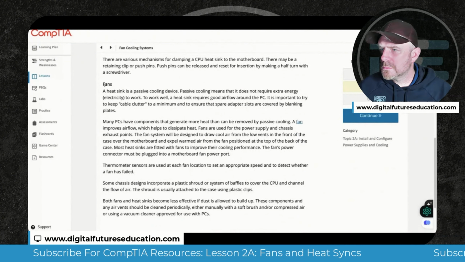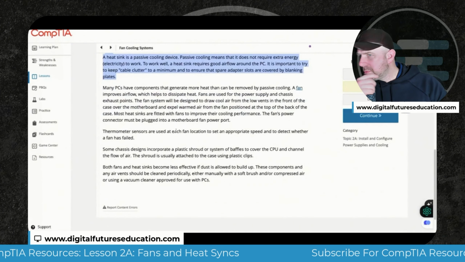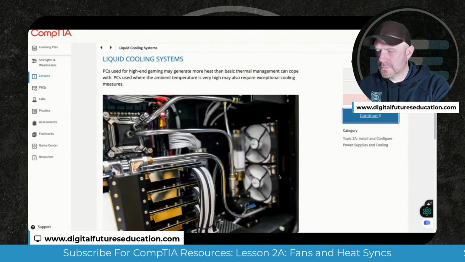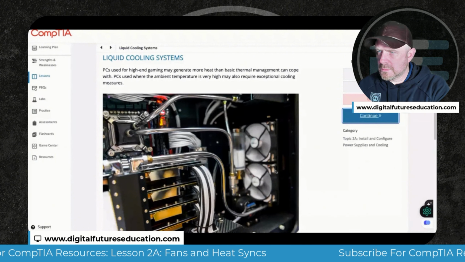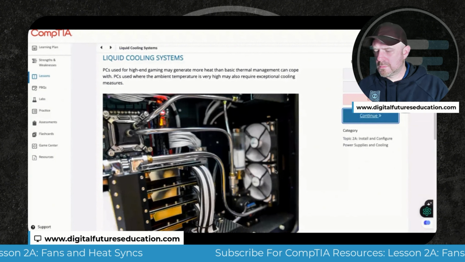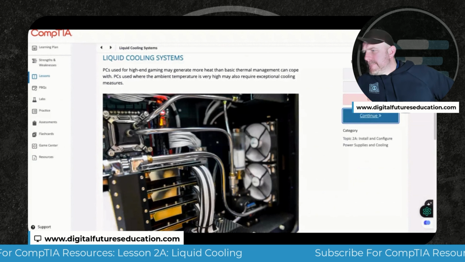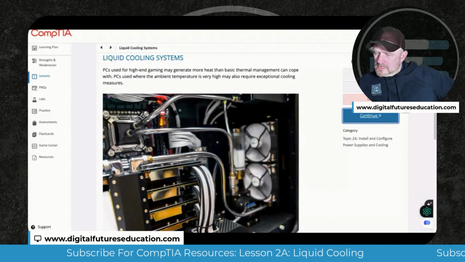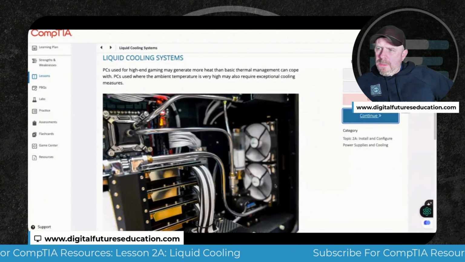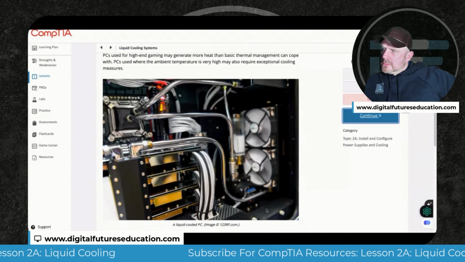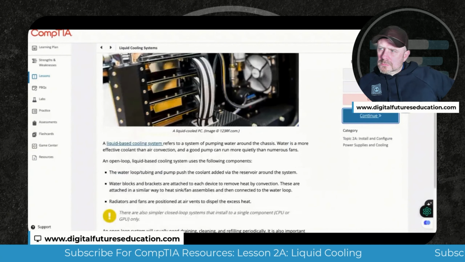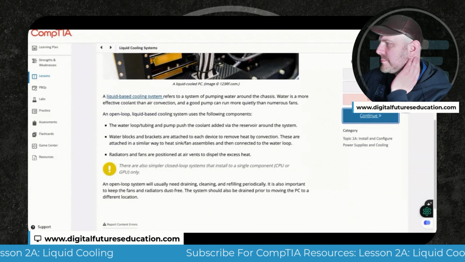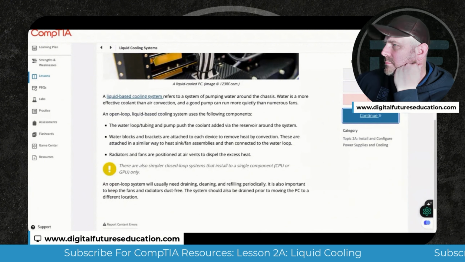So fans help passively cool it, and it's going to keep cables away. And then there are liquid cooling systems. PC gaming may generate more heat than basic thermal management can cope with. PCs used where the ambient temperature is very high may also require exceptional cooling. So when you have a very powerful gaming machine, you need to realize that your processors and graphics cards are going to get hot. So you need to make sure that you keep them cool so they operate and don't shut down. A liquid-based cooling system refers to a system of pumping water around the chassis. When they say chassis, it's like the whole case.